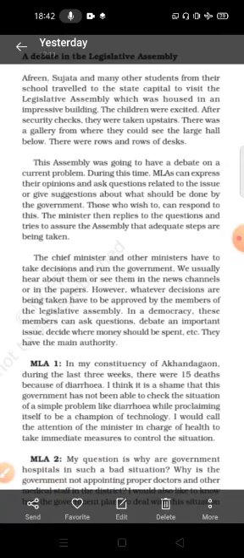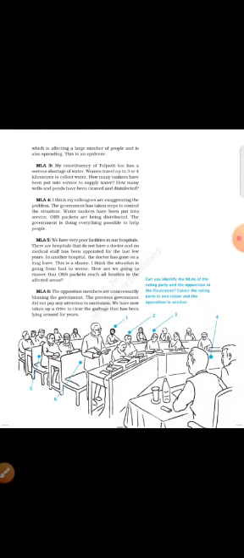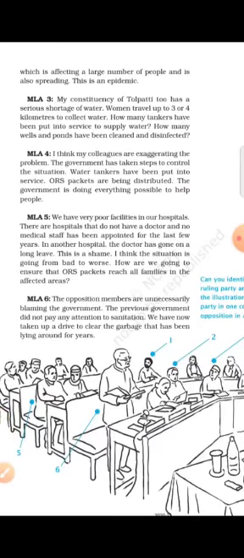So question, MLA number 2. My question is, why are the government hospitals in such a bad situation? It is a very current issue you can say. Why is the government not appointing proper doctors and other medical staff in the district? I would also like to know how the government plans to deal with the situation, which is affecting a large number of people and is also spreading as an epidemic. This is an epidemic. Okay, not a pandemic.